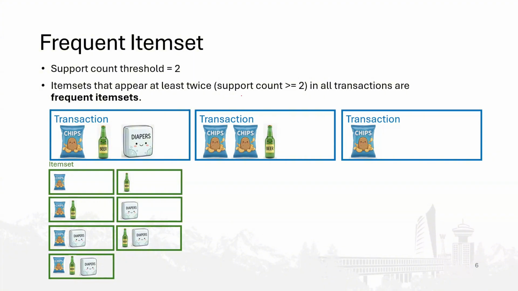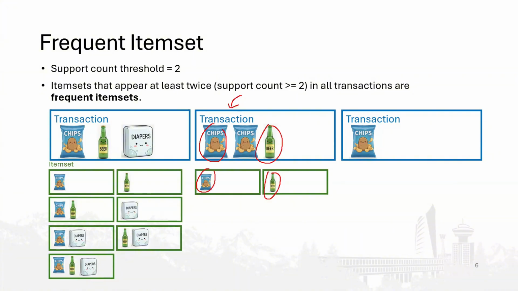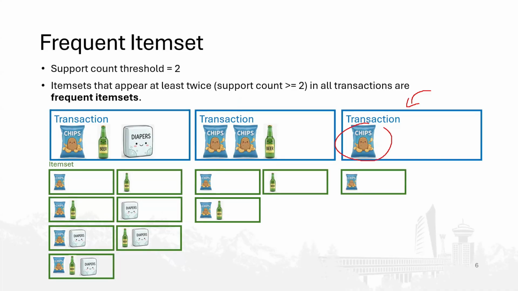Now we are going to do the same thing for the second transaction. First of all, identify the 1-item sets. We have chips and beer. Then let's identify 2-item sets. We have chips and beer. And we don't have 3-item sets from the second transaction because we only have 2 different products here. That's all the item sets that we can find from the second transaction. Then we repeat the same thing for the third transaction. We only have 1 product, so we only have 1 item set from the third transaction.